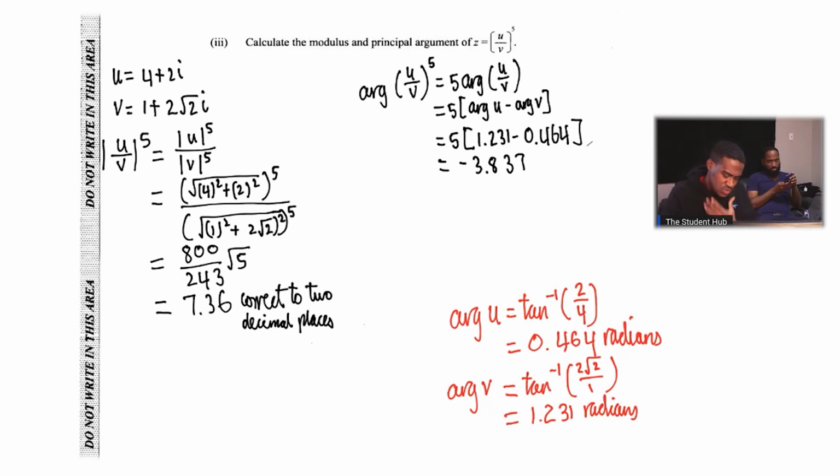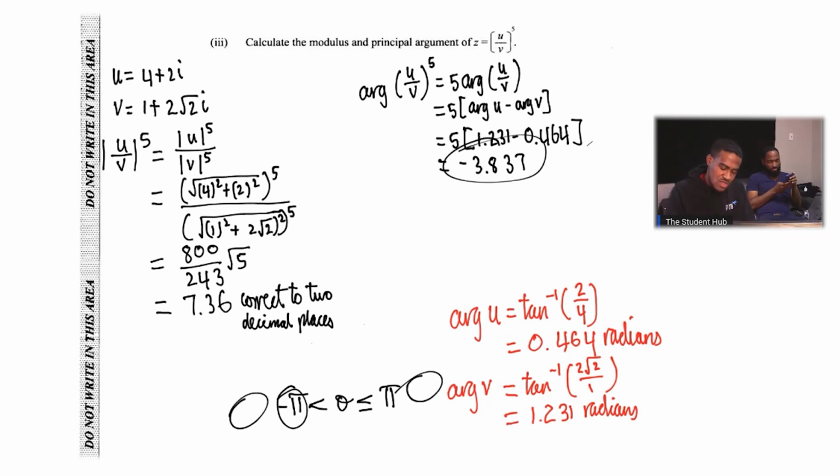But remember I told you all, negative pi, this angle, the argument, this is the region it must lie in: negative pi is less than theta, which is less than or equal to pi. But pi is actually what? Pi is 3.14. This is outside of the region. So that can't be an answer.